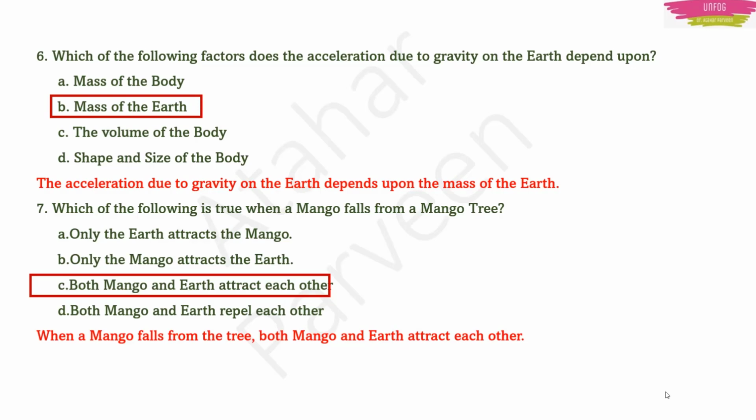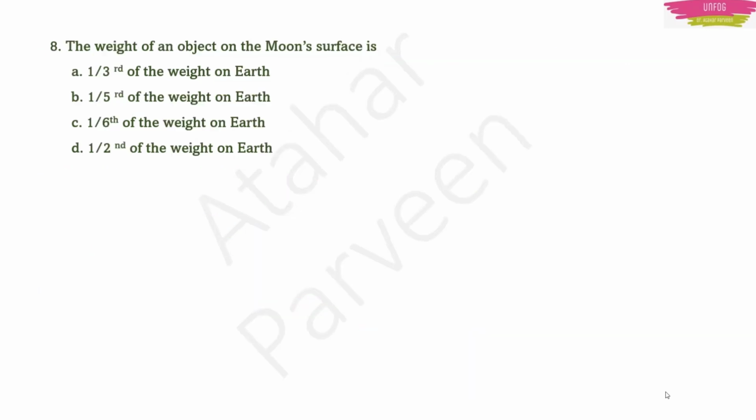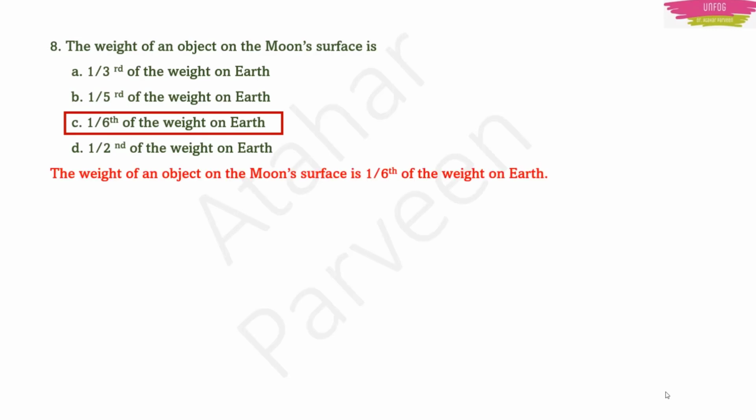Next question. Question number 8. The weight of an object on the moon's surface is. What is the weight of an object on the moon's surface? It will be 1/6 of the weight on the earth. We have solved that numerical, right? You know the answer now. So I will not explain it here. You will just remember this point that the weight of an object on the moon's surface is 1/6 of the weight on earth. Okay. Next question.